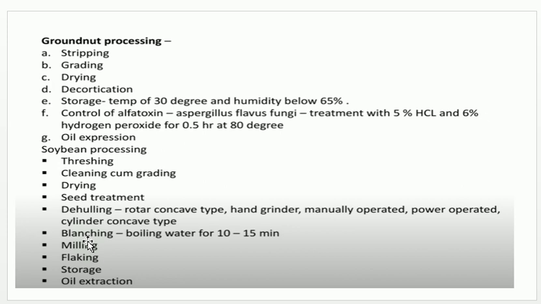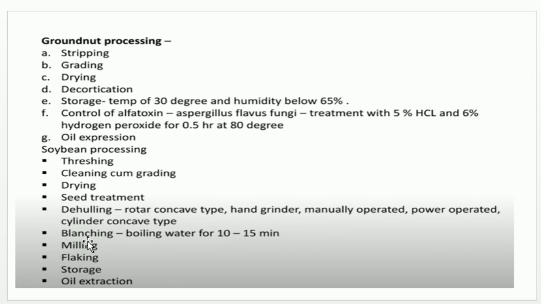For control of aflatoxin, Aspergillus flavus fungi are generally removed by this operation. The treatment is used with 5% HCl and 6% hydrogen peroxide for 0.5 hours at 80 degrees temperature. Okay, and after that oil expression is carried out.